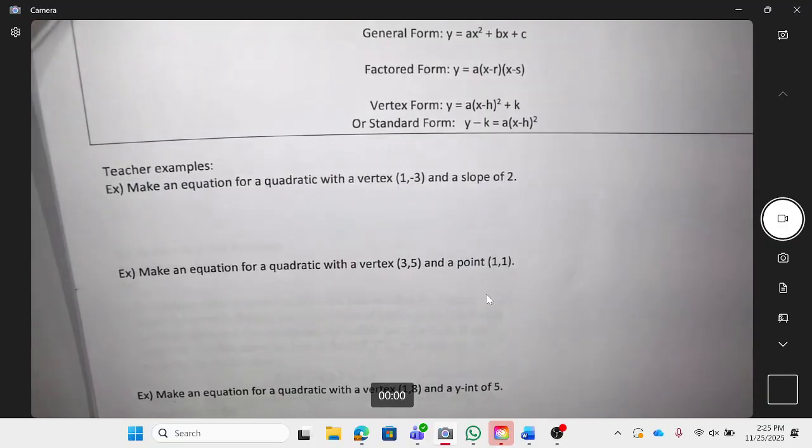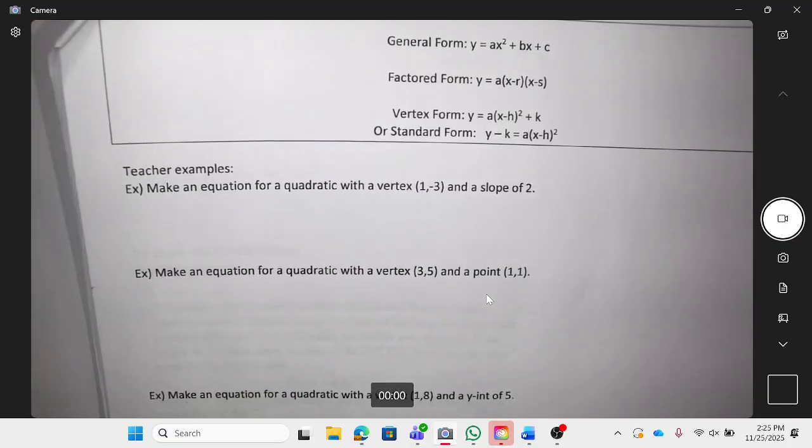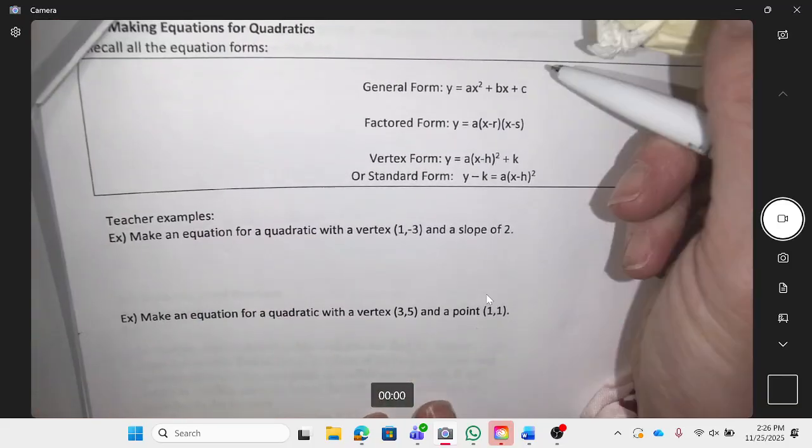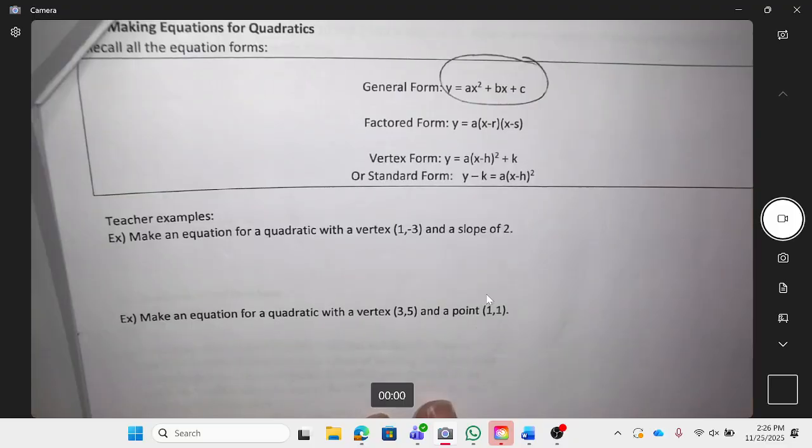Okay, so today we're going to start going backwards of what we've been doing. I've been giving you guys equations and then you've been typing them into the calculator and getting all that info. So today we're going to go backwards of that. Does that make sense? I'm going to have stuff, then you're going to have to figure out the equation. Okay, so we've seen this form, right? ax squared + bx + c. We've done that.